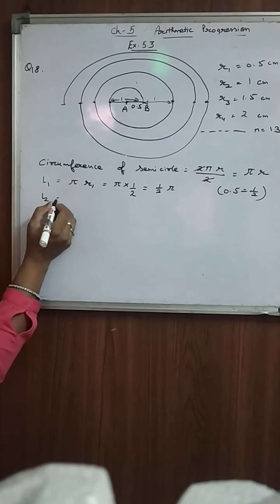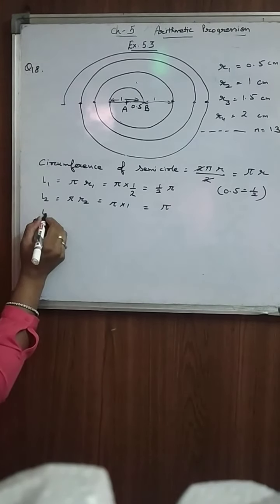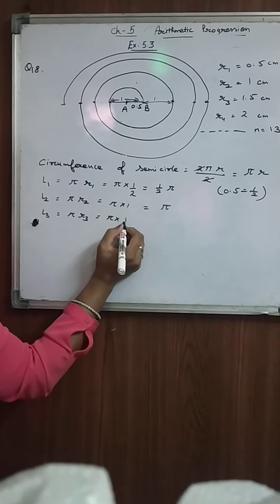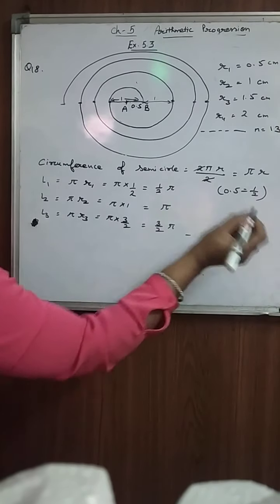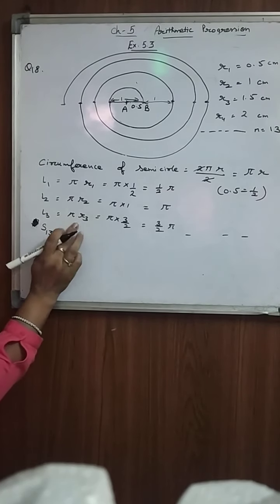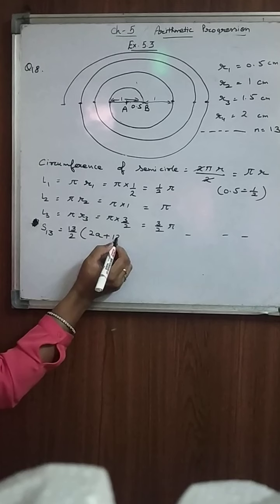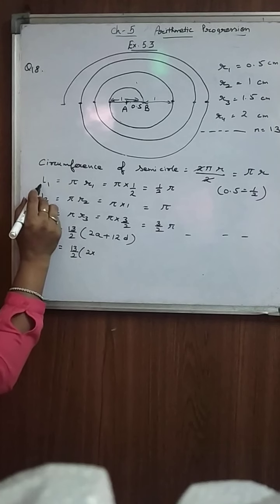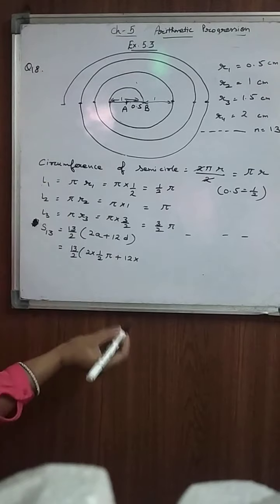In the same way L2 is pi r2, so pi into 1 is equal to pi. L3 is pi r3, so pi into 1.5. 1.5 is what? 3 by 2. So 3 by 2 pi, and so on. We have to find the total length. So S13, n by 2, so 13 by 2 into 2a plus 13 minus 1, 12d. Let's put 13 by 2, 2a. A is your L1, 1 by 2 pi. 12d. What is your d?